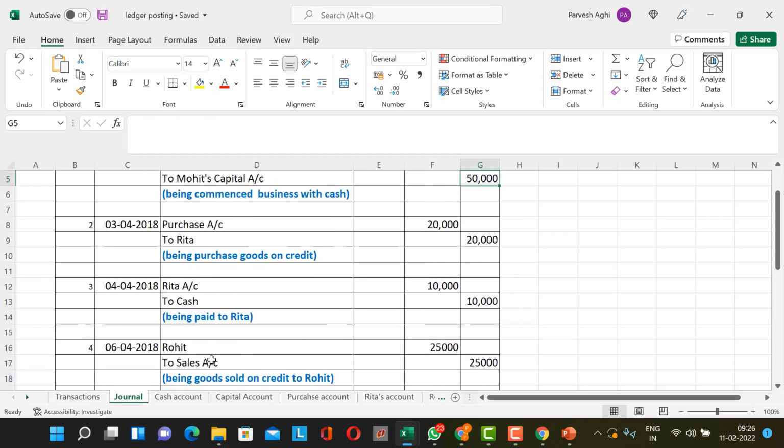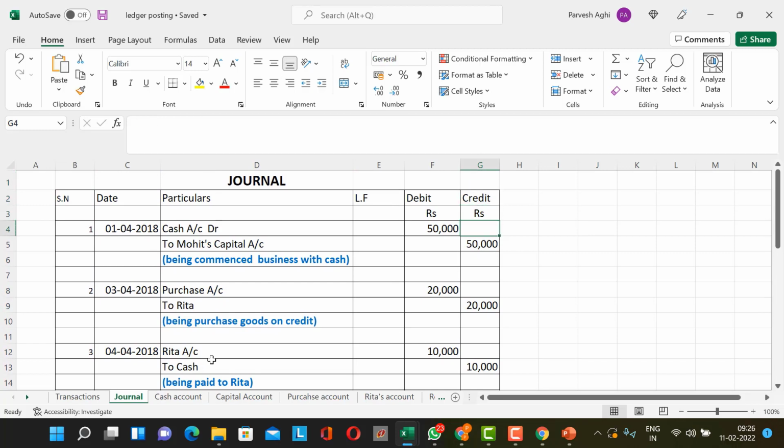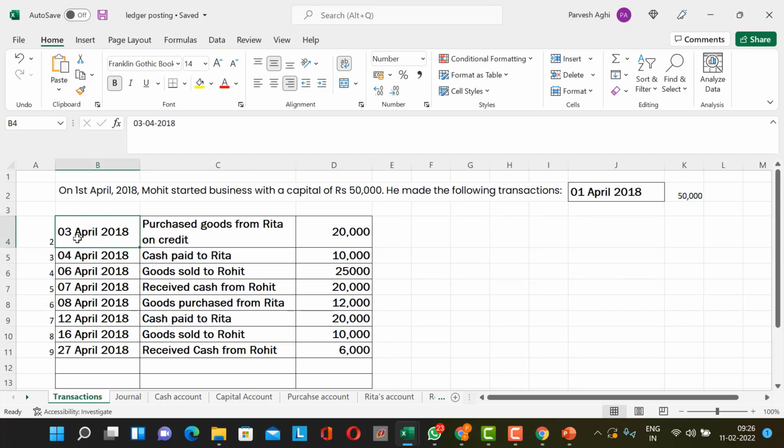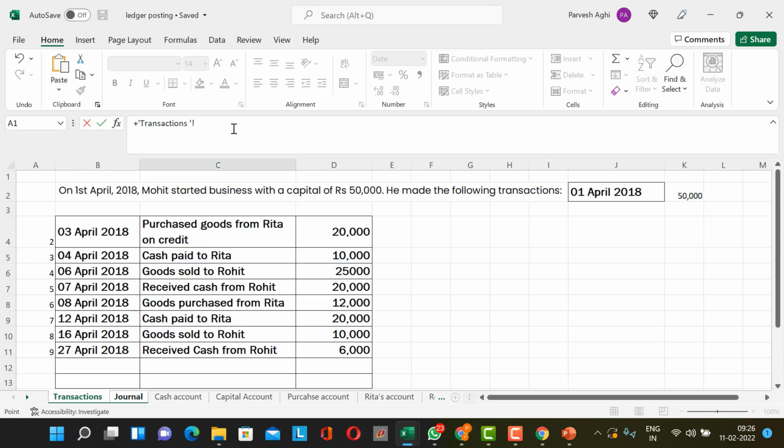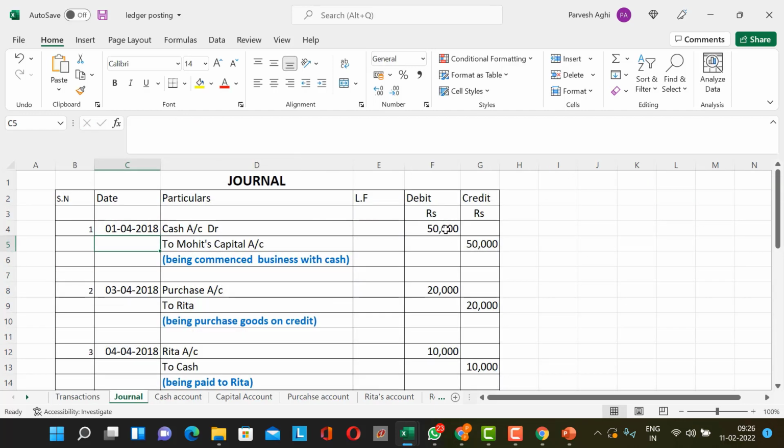Okay, now this is the journal. What I have done, and you can also follow the same thing, though I don't know whether you will be able to use Excel sheets in your exams, is that all the dates and everything are linked to this. It is coming from the transaction file. So this is the transaction file, and this is the journal. On the date side, I have just put a plus sign and put 1st April for the first transaction. And 50,000 I also got from this place.